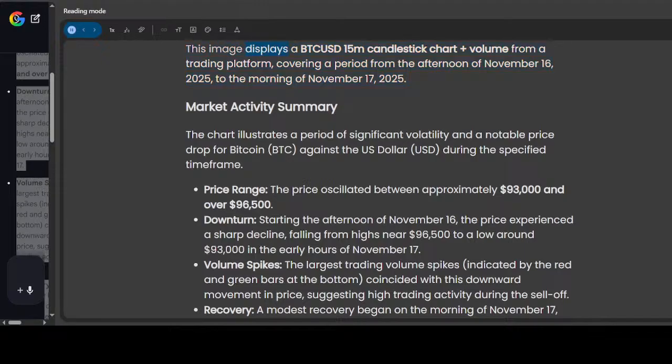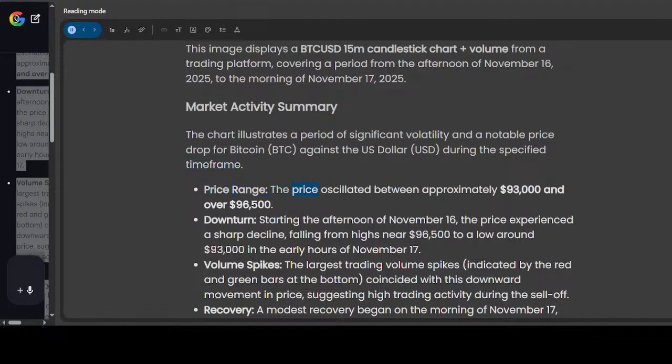This image displays a BTC USD 15-minute candlestick chart plus volume from a trading platform, covering a period from the afternoon of November 16, 2025, to the morning of November 17, 2025. Market Activity Summary. The chart illustrates a period of significant volatility and a notable price drop for Bitcoin BTC against the US dollar USD during the specified timeframe.